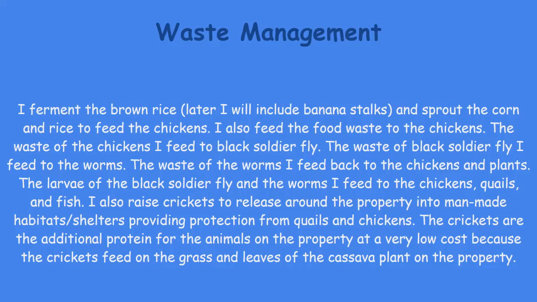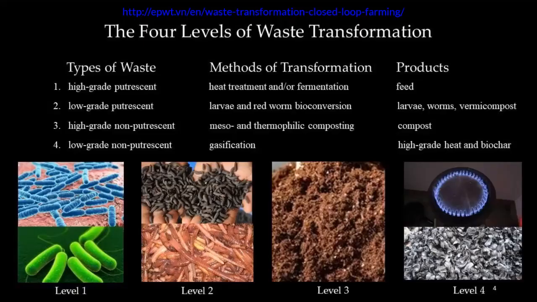I also raise crickets to release around the property into man-made habitats and shelters, providing protection from the quails and chickens. The crickets are additional protein for the animals on the property at a very low cost because the crickets feed on the grass and leaves of the cassava plant on the property. This is the four levels of waste transformation, where before, people were not recycling the waste in an appropriate manner.